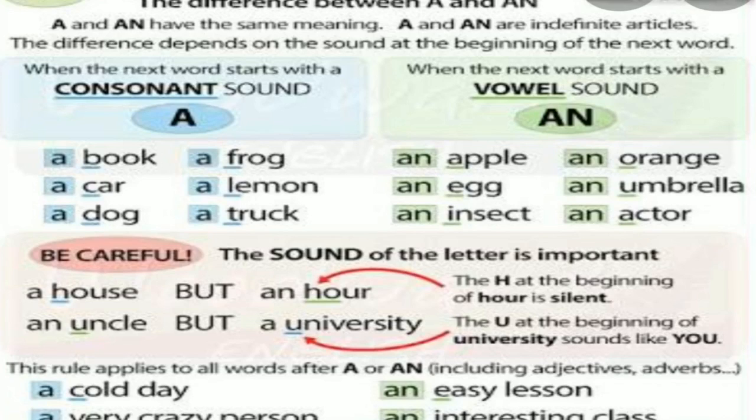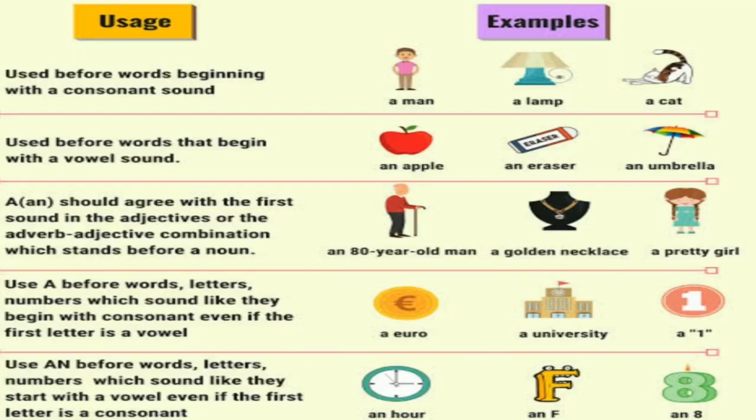Now this rule applies to all the words after a and an, including adjectives and adverbs. A cold day, an easy lesson, a very crazy person, an interesting class, as is mine who is watching this video. So let's move ahead. Now these are the examples.